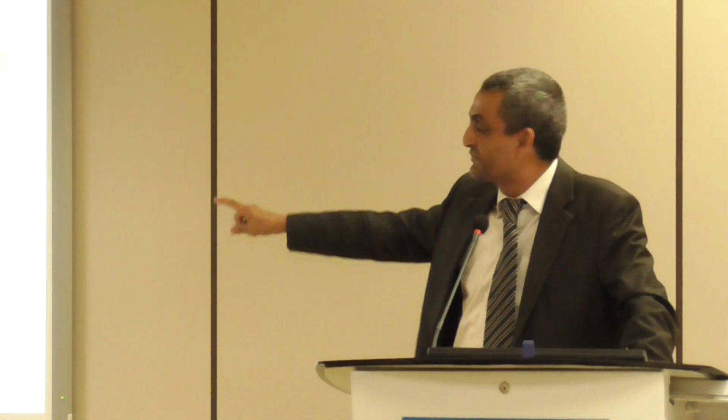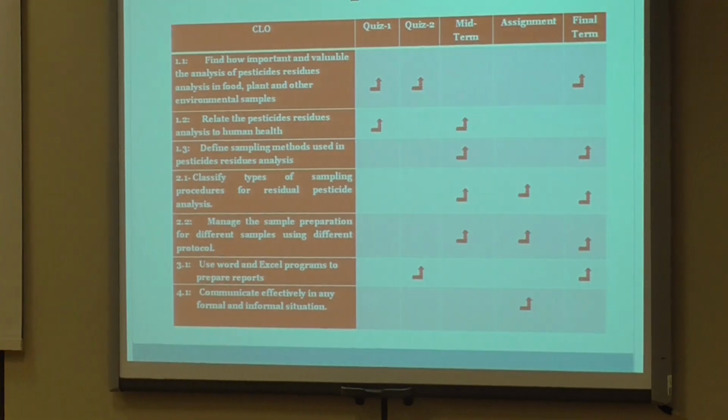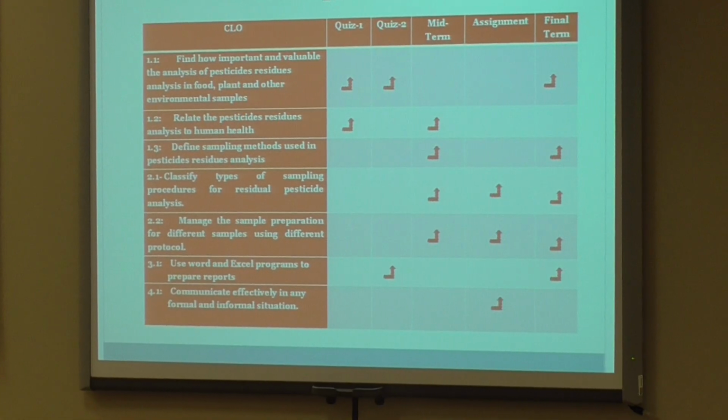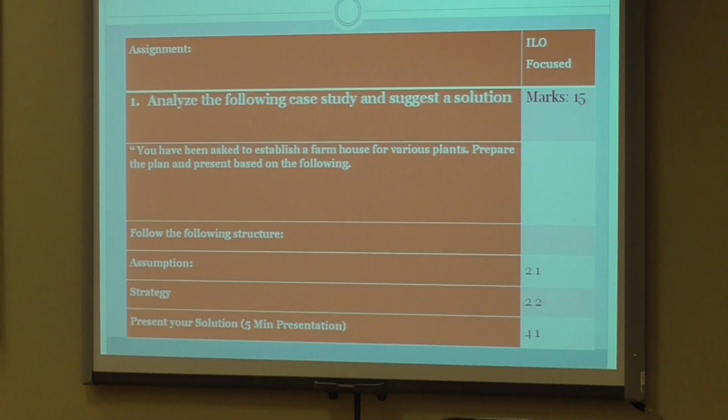Why? Look at 4.1, communicate effectively. I want a student to communicate effectively. So with the translation, I gave them this, and I have already planned it in this table. Now I conducted it, and notice this is my assignment. I gave this exactly pointing out 2.1, 2.2 and 4.1.